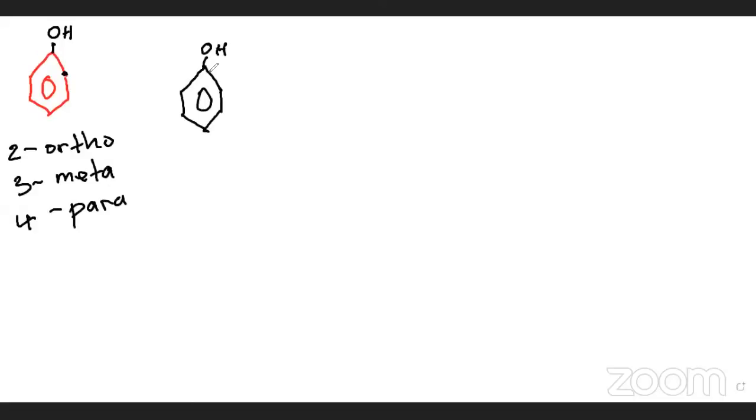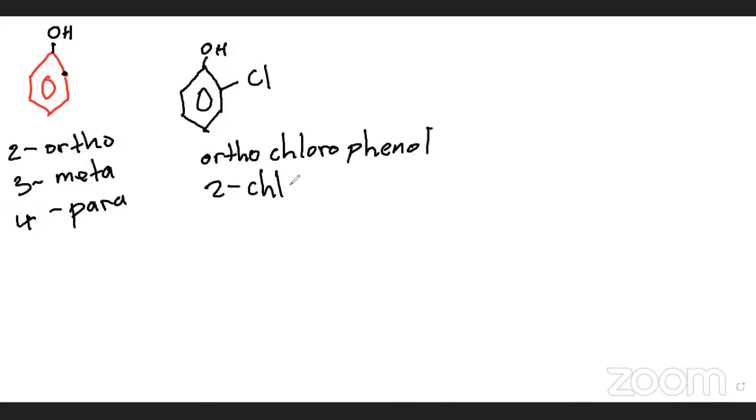So we have phenol here. If we have a chloro here, this is basically ortho chlorophenol. So it is 2-chlorophenol, but it is in the ortho position. So number 2 away from the phenol, that is the ortho position.